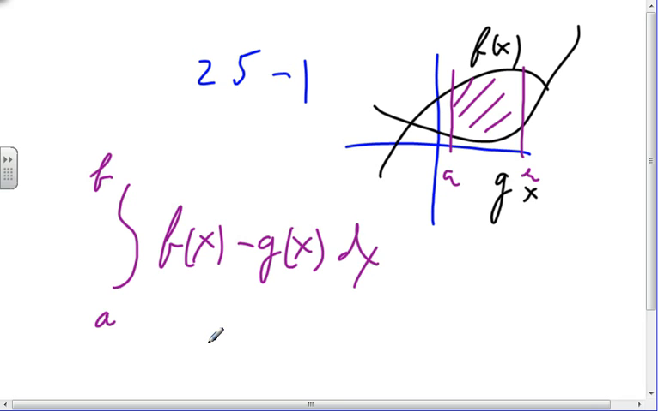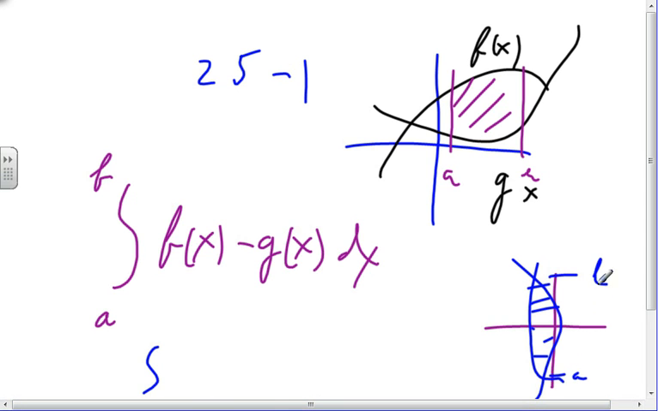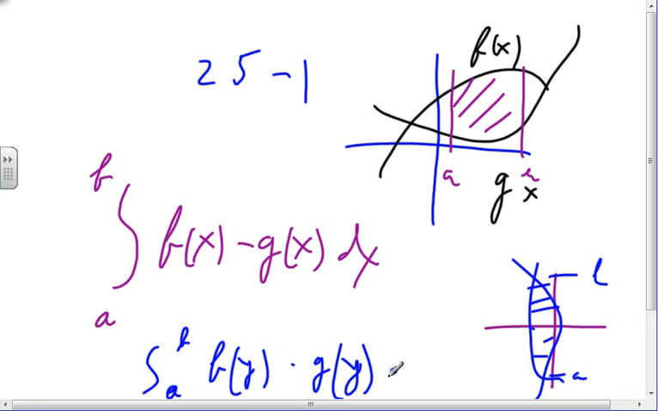I could do it on the y-axis too. I could have two curves, and one's like this, and the other one's like that. And now I'm integrating y between there and there. So I could have the integral from a to b of f of y minus g of y dy. I could do that as well, find the area between those two curves. All right, so that's the plan.